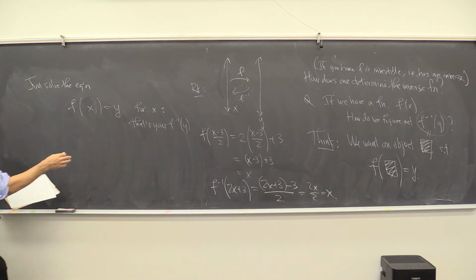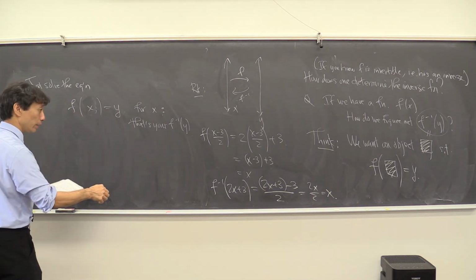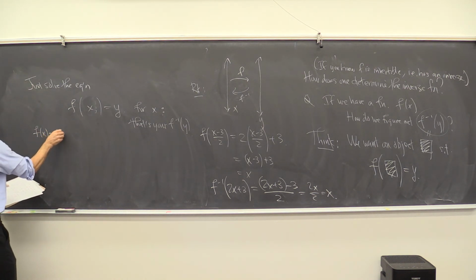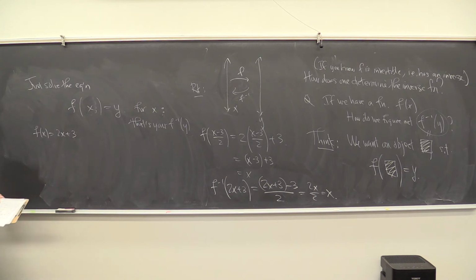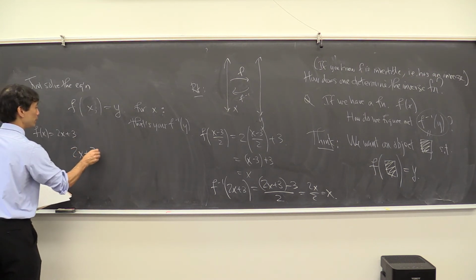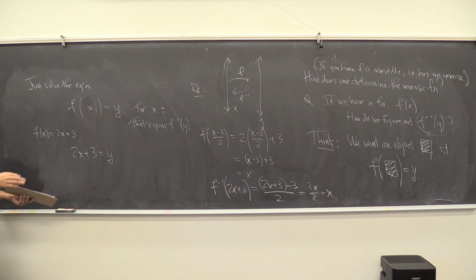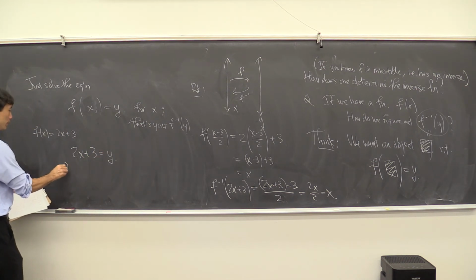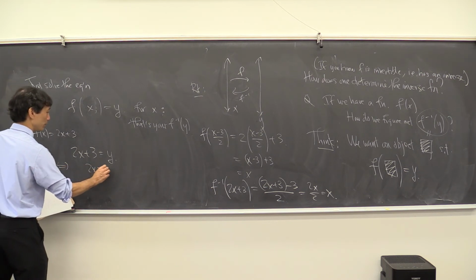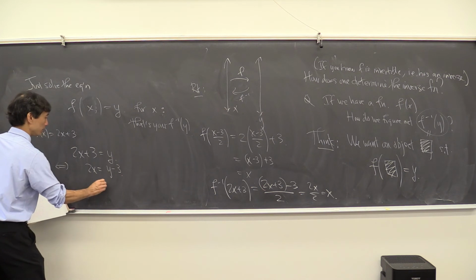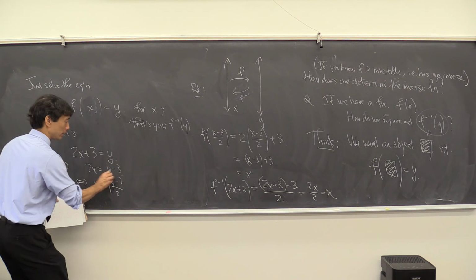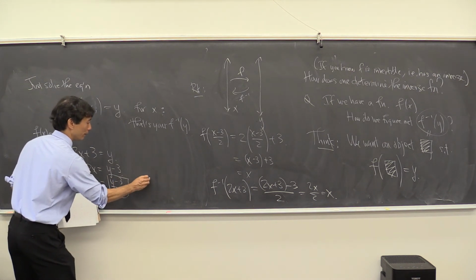Okay. So like in the example that we just did, f of x equals 2x plus 3. So you say, okay, I've got this equation, f of x equals y. I solve for x, right? We've done this many times before in this class. 2x equals y minus 3. x is equal to y minus 3 over 2. And that's going to be my f inverse of y.